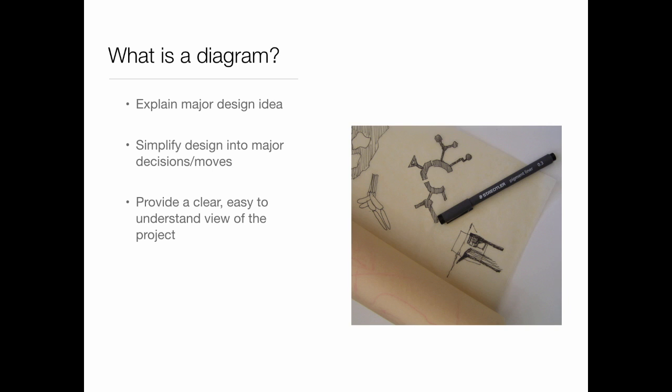Basically, the easiest way of explaining a diagram from an architectural perspective is that it's designed to explain the main idea really, really fast. So if you glance at it, you suddenly have a full understanding of what this particular component of the building is about, right? So it's not meant to have a bunch of information. It's meant to be very concise and very specific, right? It's supposed to simplify your design into the major move, or moves, depending on what it is.